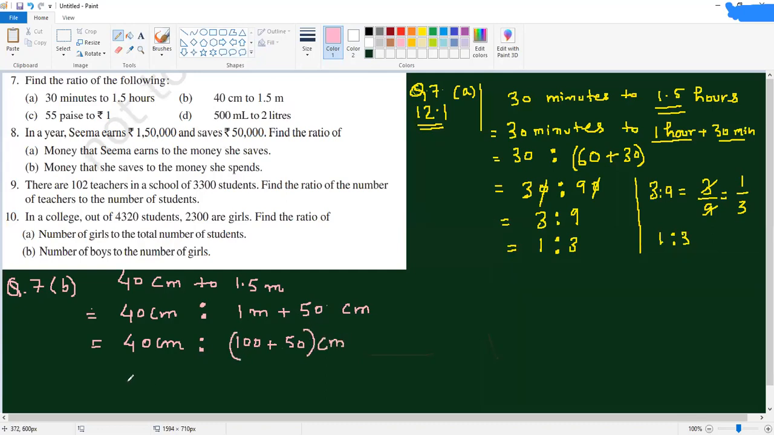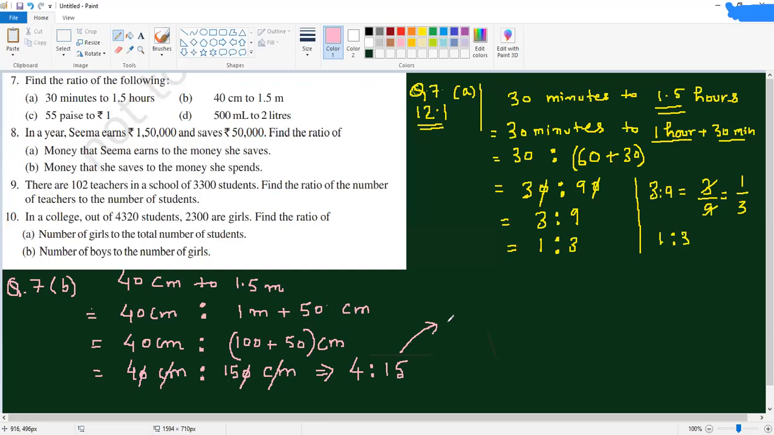So this will be 40 centimeter is to 150 centimeter. This gets cancelled. This is odd, this is even. So we cannot get anything else. So this implies the ratio will be 4 is to 15.